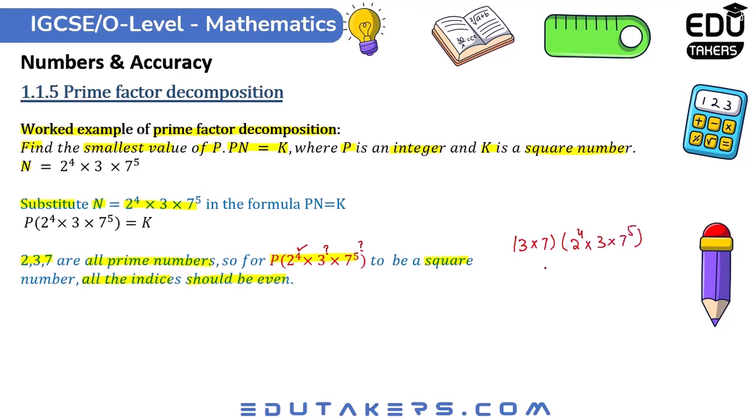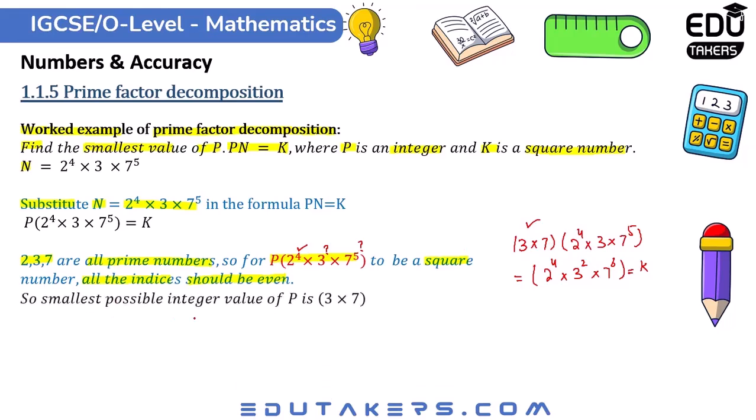times the value of n, which is 2 raised to power 4 times 3 times 7 raised to power 5. Now if we multiply them, the answer will be 2 raised to power 4 times 3 squared times 7 raised to power 6. Now this is a square number. So the smallest possible value for p is 3 times 7. So p equals 21.